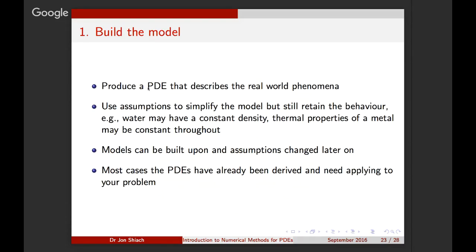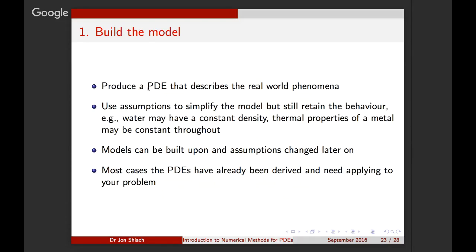Models can be built upon later. So to start with, keep it simple. Have you ever heard of the acronym KISS? K-I-S-S, keep it simple, stupid. That applies to this. So start off with a simple model. You can always build on it later.